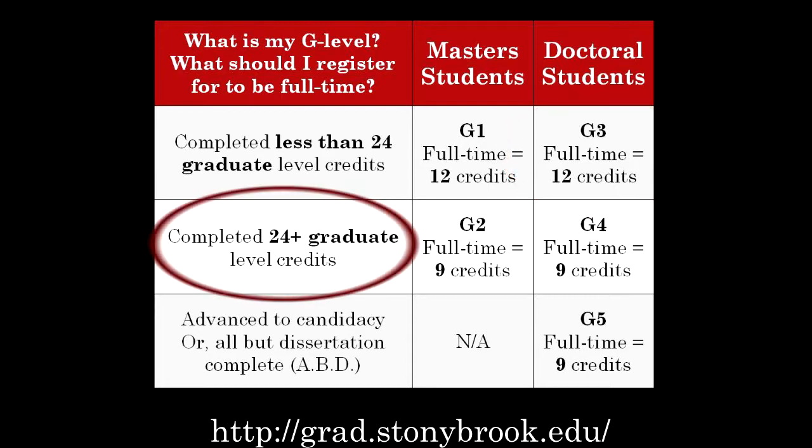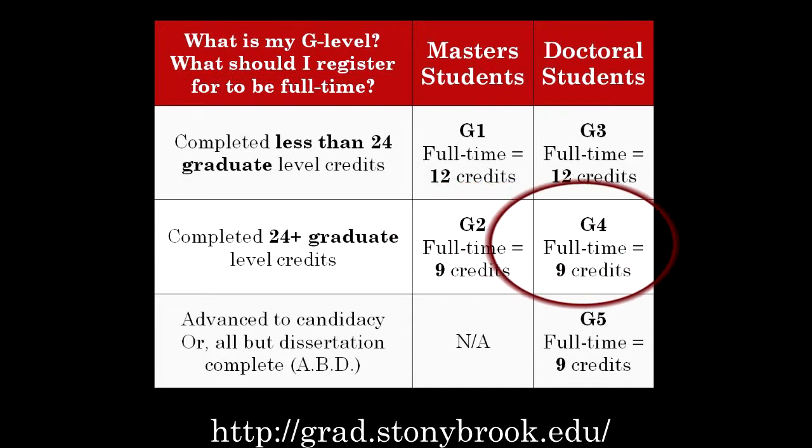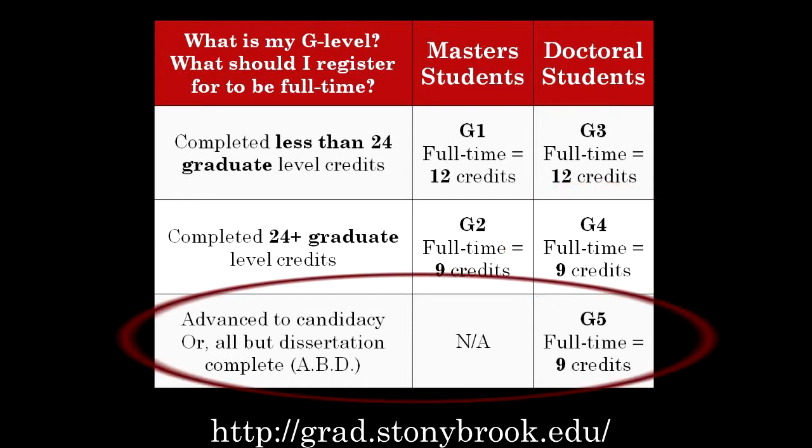Once you have 24 graduate credits, you move up to the next level. For master's students, this is G2, and you will need to register for 9 credits to be considered full-time. For PhD students, this is G4, and you will also need to register for 9 credits to be considered full-time. PhD students have a third level, G5, which you are promoted to upon finishing all degree requirements except your dissertation, also known as ABD or Advanced Candidacy. Full-time G5 students must also register for 9 credits.